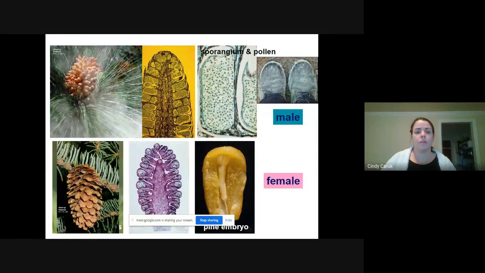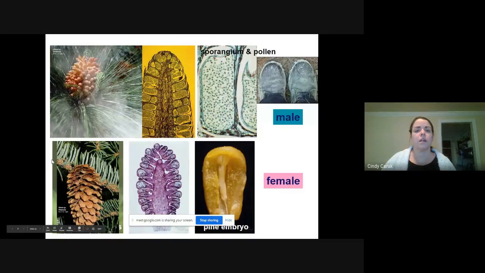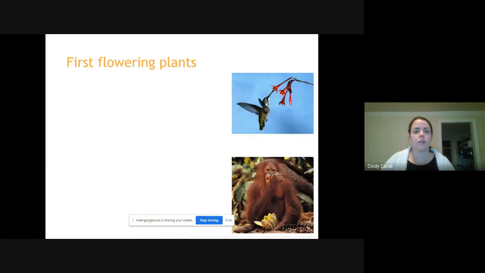And you have, these are, oops, I have to go back there, I'm going too fast. This is the male ones that you'll see. You can see all the pollen coming off of it, and this is the female, okay? So the pollen, again, eliminating the requirement of water for fertilization.